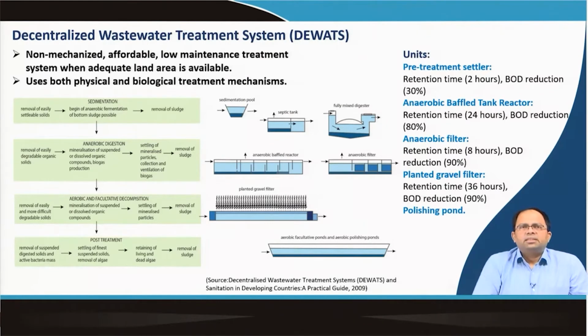So, then comes the decentralized wastewater treatment system, or DEWATS, and this particular system is a non-mechanized system, and it is an affordable as well as low maintenance treatment system in cases where adequate land area is available. So, that means the main challenge is that land area has to be available. So, it is possible in areas like semi-urban areas, or areas which are not that dense. Both physical as well as biological treatments are employed. So, let us look at the various treatments that are being employed.